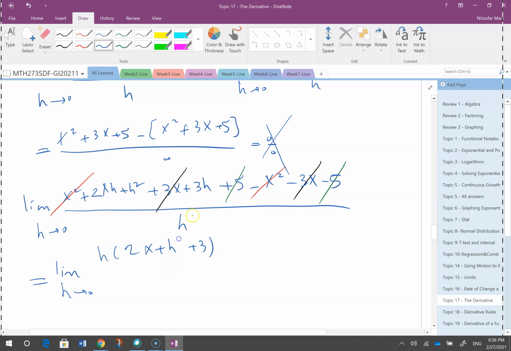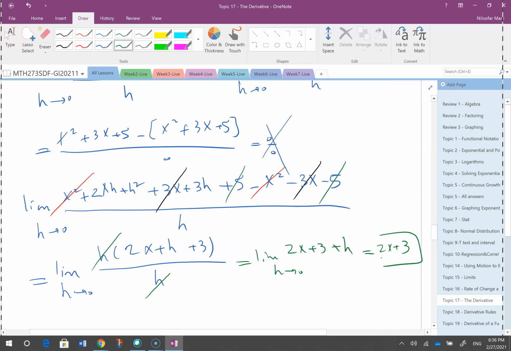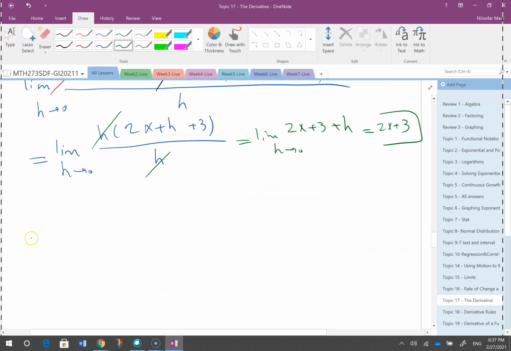This must be h, right? Yes. Divided by that, and then I can cancel this and this, and then it is limit 2x plus 3 plus h goes to 0, which is 2x plus 3. Okay, so if I have f(x) equal x squared plus 3x plus 5, f prime x is 2x plus 3.